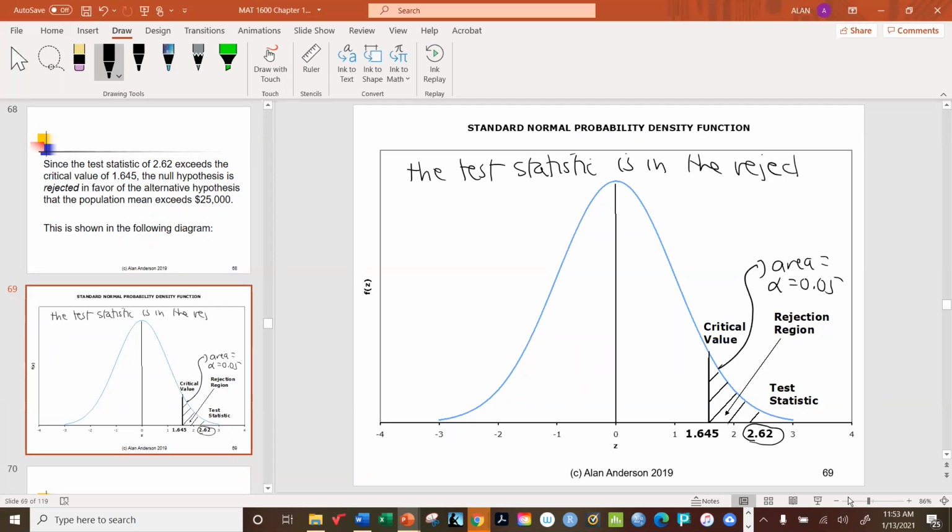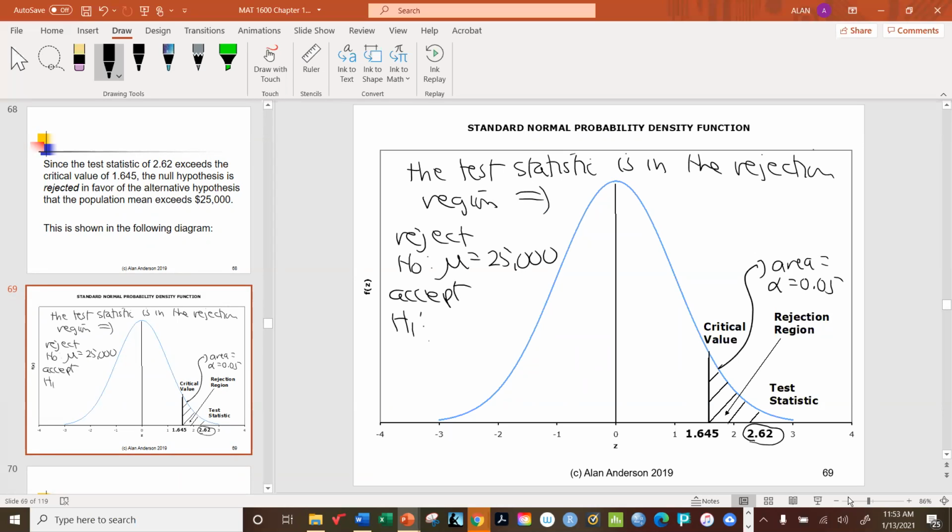So what does that tell us? We reject the null hypothesis that the mean is 25,000, and we accept the alternative that it is in fact greater than 25,000. Remember before, we assumed that if incomes are higher than that, then they may decide to raise taxes. Well, now they have enough evidence to suggest that the mean is in fact above 25,000, and they can go ahead and feel free to raise taxes because we have enough evidence.